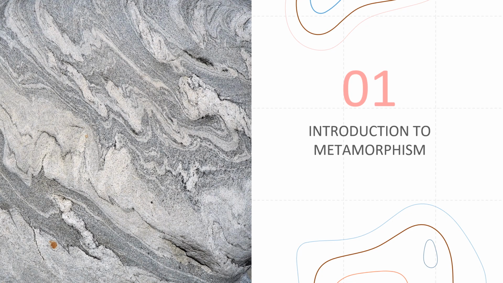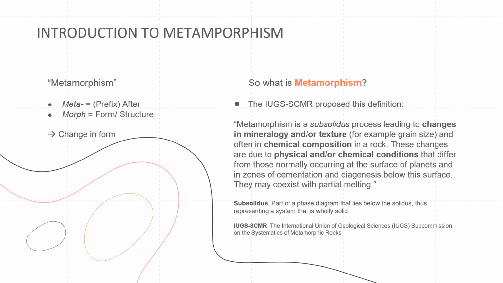Okay, so welcome once again to the first lecture in this series. We are going to have an introduction to metamorphism. Before we dive into the specifics, let's first get to know what metamorphism means. Metamorphism comes from the Greek meta, which is a prefix that denotes something happening after, and morph, which is form or structure. So basically what this means is metamorphism refers to a change in form.